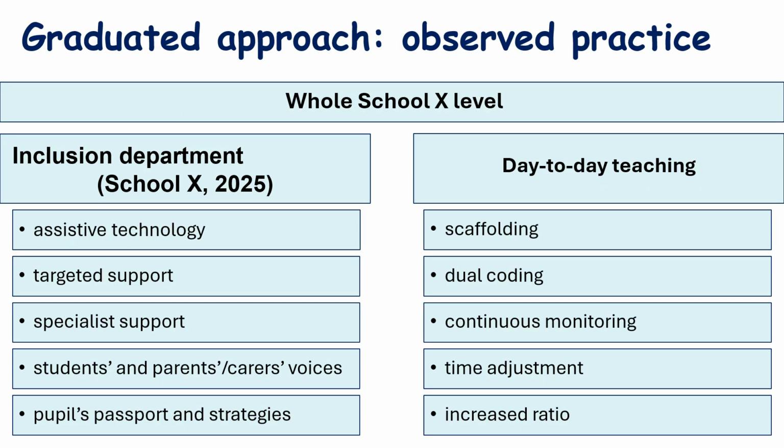I have observed that access to assistive technology is monitored and organized by the Inclusion Department across School X. They also provide targeted support, including short-term SEND provision to remove or reduce obstacles to student learning, and specialist support when it is required. Inclusion supports the vital connection between school and home, ensuring that students' and parents' or carers' views are incorporated into EHC plans. They create and review pupil passports, informing day-to-day teaching practices.